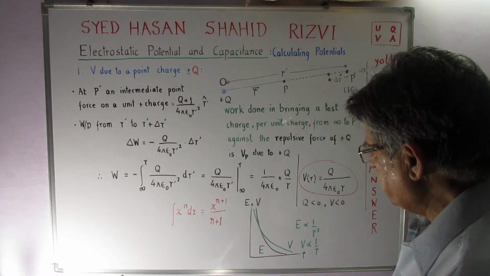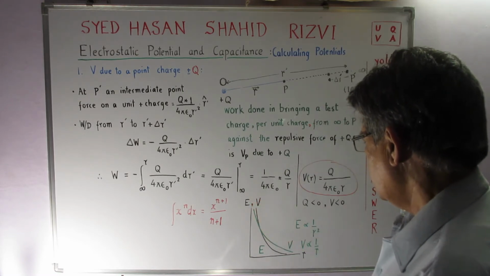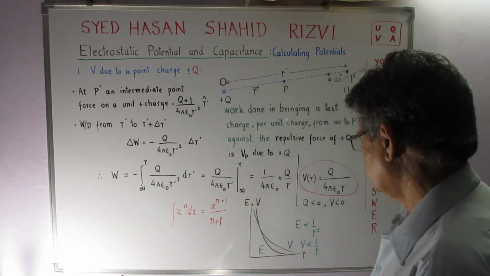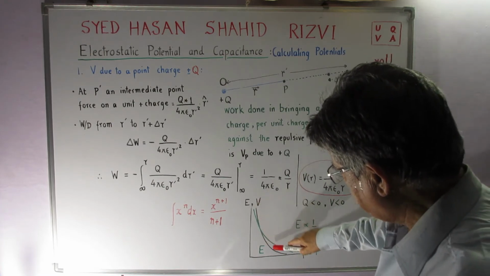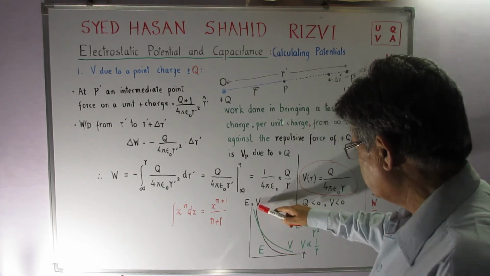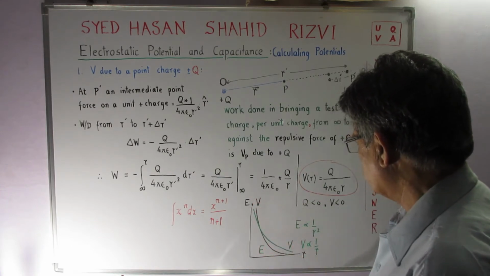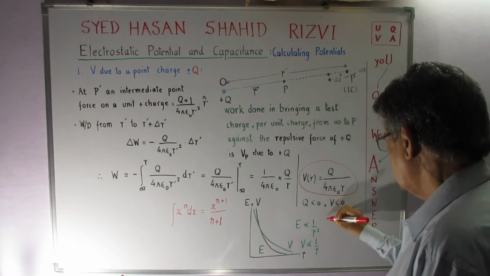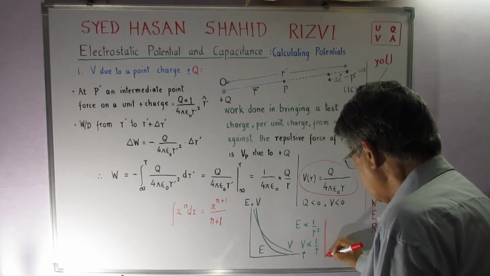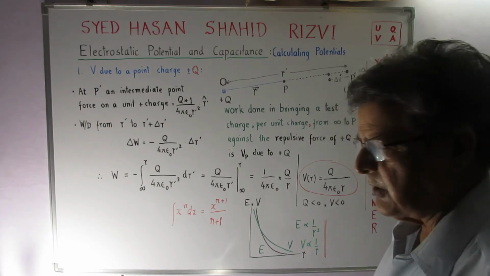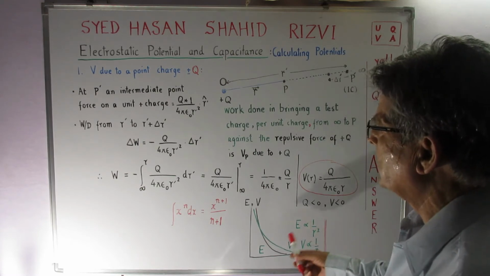Well, if I plot the potential and the electric field as a function of r, then we find there are two graphs. This is the graph for the electric field and this is the graph for the potential. Why? Because the electric field is proportional to 1 upon r square, while the potential is proportional to 1 upon r.